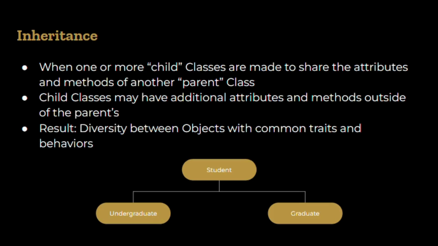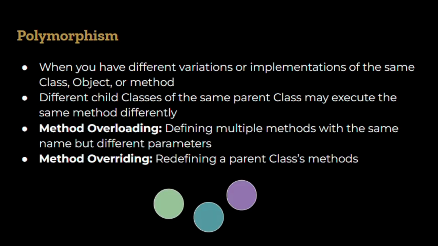In the example below, however, we only have students as the parent class of two child classes, the undergraduates and the graduates. The last pillar of OOP, polymorphism, is closely related to inheritance. It's the term for when you have different variations or implementations of the same class, object, or method. For example, different child classes of the same parent class may execute the same method differently.